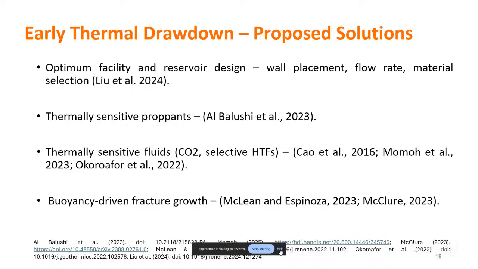Here are some of the solutions that we've proposed in the past and some other researchers have proposed. We have optimum facility design to strategically place the wells. You have thermally sensitive proppants to control flow channels. We mean proppants that can expand when the part is cold and then shrink when the part is hot to allow fluid to go, and then block a fracture when it's too cold. Thermally sensitive fluid that can thicken when the part is cold and be light, easily flowable, less viscous when the part is hot.